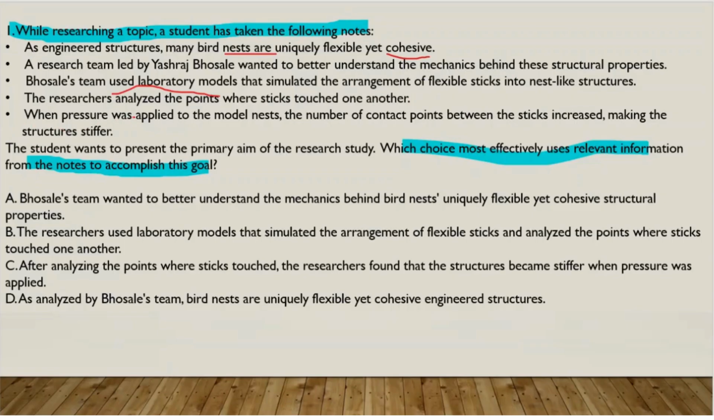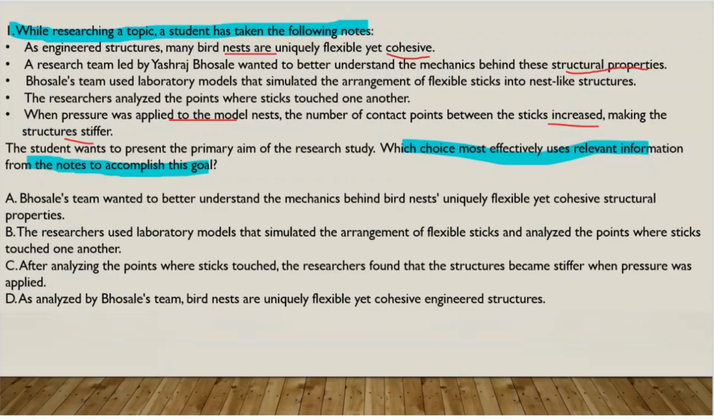The researchers analyzed the points where sticks touched one another. Now this says when pressure was applied to the model nests, the number of contact points between the sticks increased, making the structures stiffer. Now they're asking us to find the relevant information to accomplish this goal. First things first, what did we say the goal is? The goal is about the bird's nest and how it is structured, because that's what it says there. So now we're going to find clues from these options that are related to the claim. That is as simple as that.